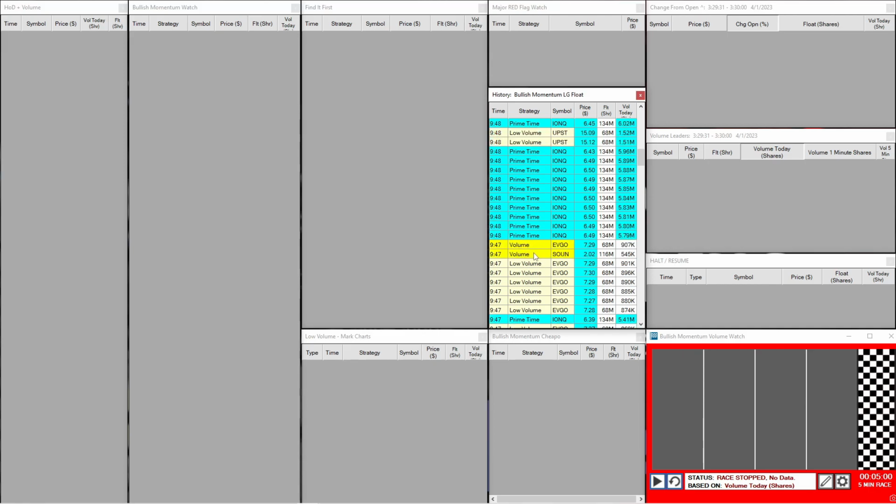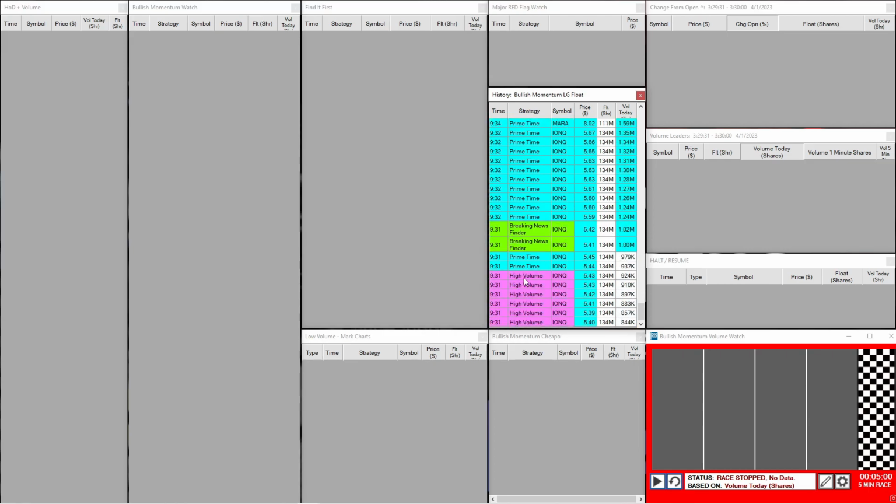The volume is going to be yellow. The blue is prime time, and it might be subject to change, guys. I might change it around a little bit, but what I'm trying to get across is for some of these colors to stand out. So right there, breaking news finder on IONQ, so it's letting you know that there might be breaking news on IONQ. You can see that there's very high volume. You can see that's prime time. So there's a lot of alerts here and a lot of value letting us know that, hey, if you're looking for value in the market, there's your value.